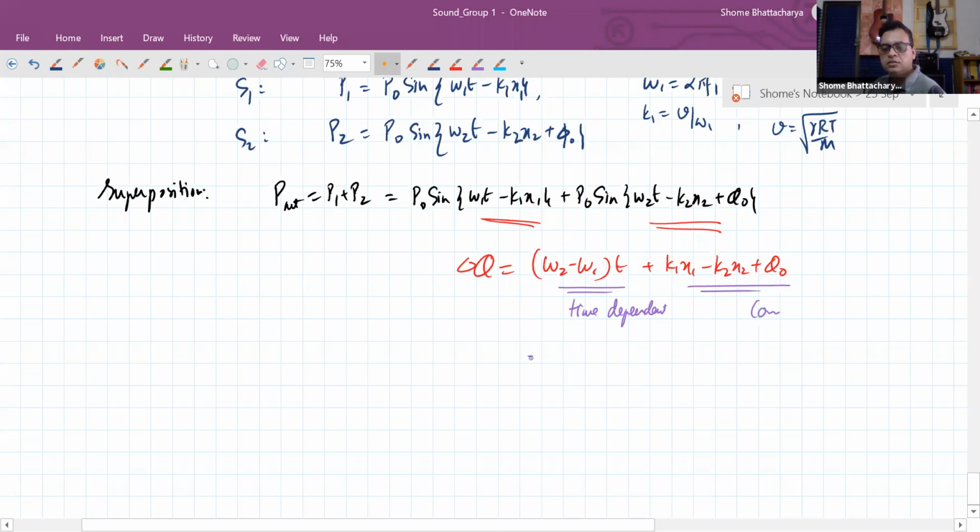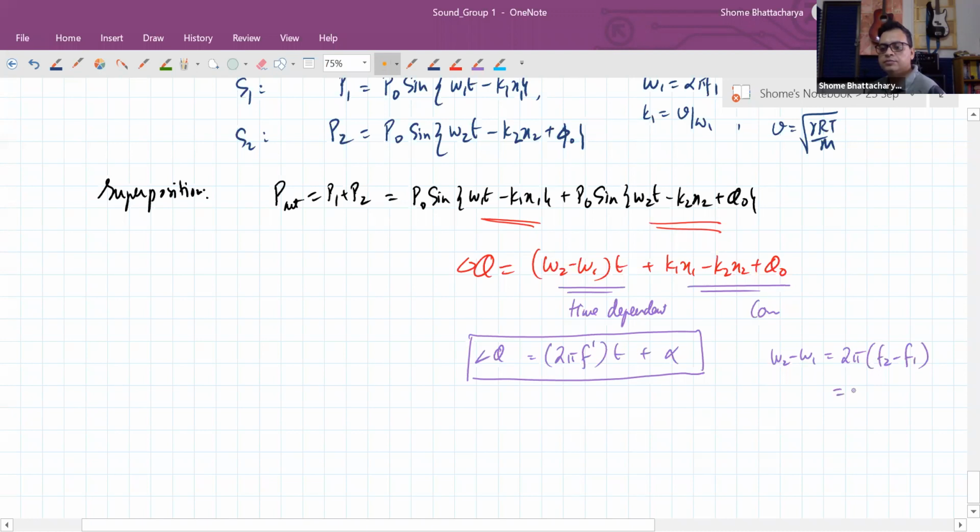So you can write this as 2 pi f prime t plus some constant, let's say alpha. So the effective phase difference is varying at this frequency, where you can see that omega 2 minus omega 1 is 2 pi into f2 minus f1. So in this particular case, this is 4 pi radians per second, because f prime would have become 2 hertz.